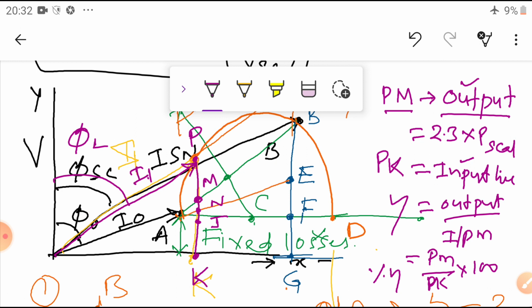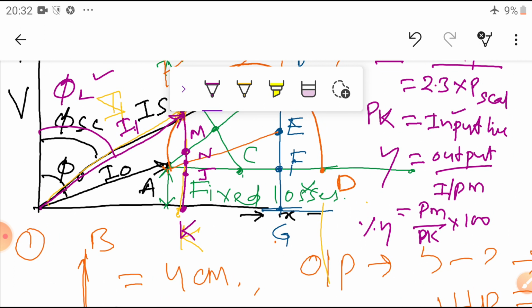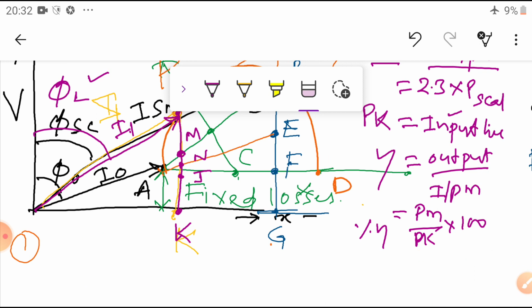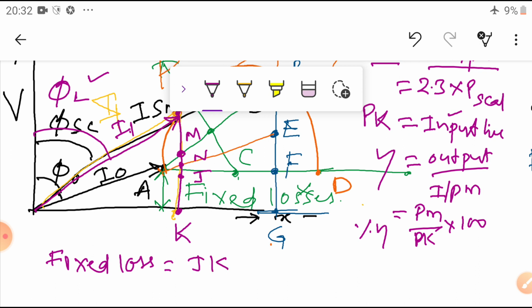Okay, now what is the power factor? This power factor is this one. If you measure the angle using the compass, then we get that value. Now I want the fixed losses. What are the fixed losses? Here I can take this one. The fixed loss is equal to JK. Measure the length, convert it, and I know the fixed losses.